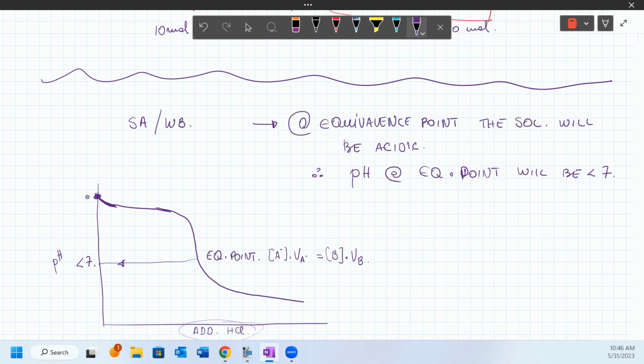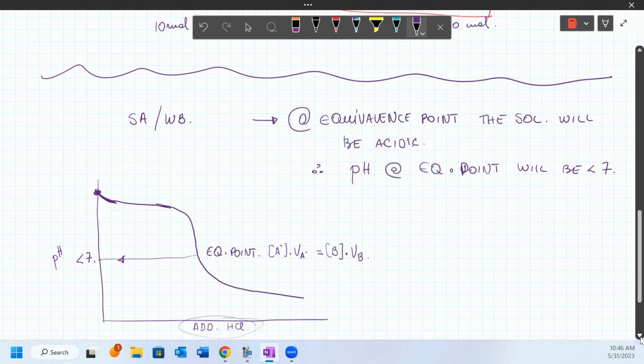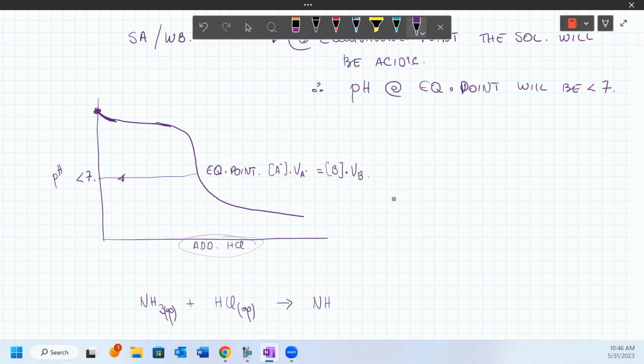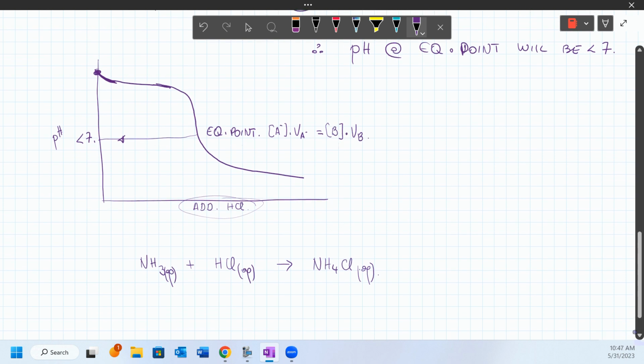Okay, now let's see what happens when we have a weak base, like, as an example, ammonia. We are adding hydrochloric acid, a strong acid, to it, and as a result we will have NH4Cl in aqueous solution. This is a salt that is formed. In aqueous solution, this will be broken down into NH4+ and Cl- because it is soluble.